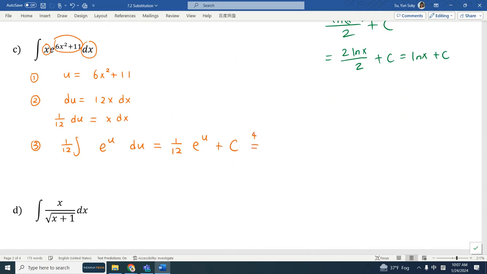And then the last step, we put the x back. What is u? Yeah, very good. So that's the answer. The four steps of u substitution.